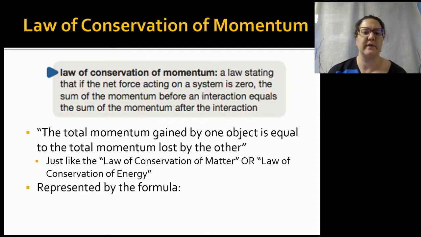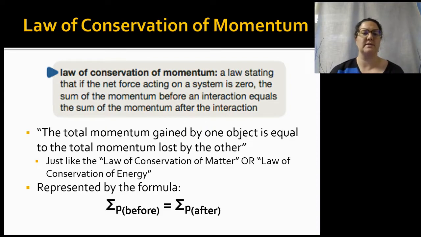So, the law of conservation of momentum is a law stating that the net force acting on a system is zero. The sum of the momentum before an interaction equals the sum of the momentum after the interaction. So, the total momentum gained by one object is equal to the total momentum lost by the other object.